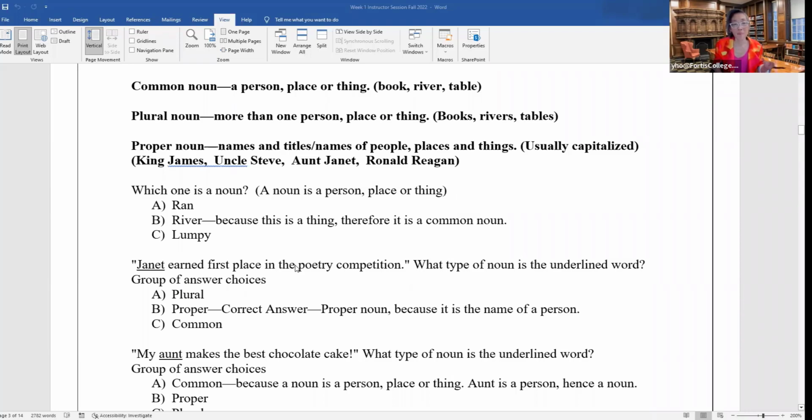A, ran. B, river. C, lumpy. So the answer is B, because river is a thing. Therefore, it is a common noun.